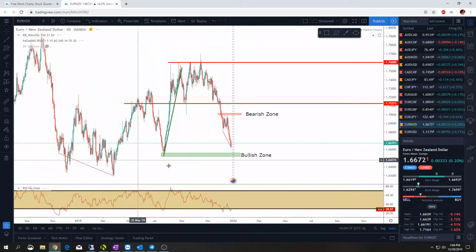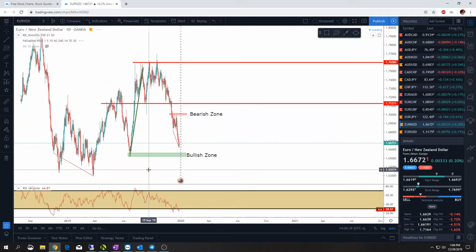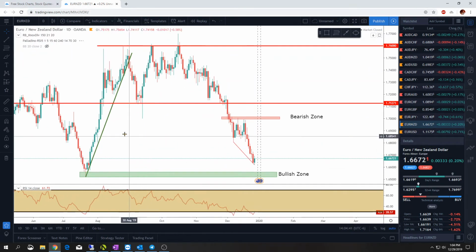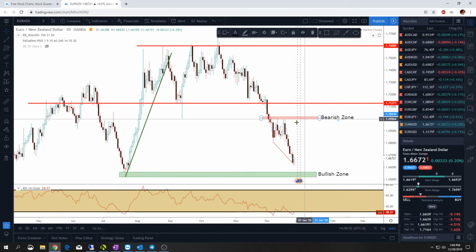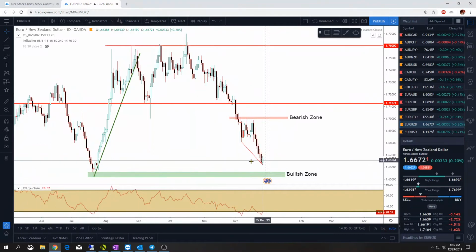EURNZD. Okay, so I want to check this out. We had this good consolidation range for a while. We had a break of it here. Then, we had a couple tests to our bearish zone here, and it's just continued to be bearish. Now we're starting to see divergence on the daily, and that tells us a strong probability of a turnaround.